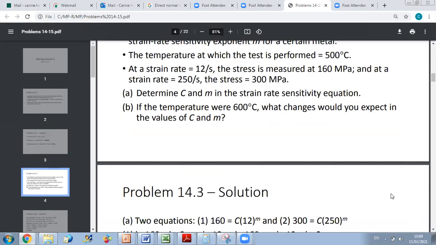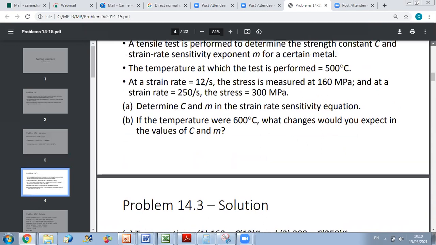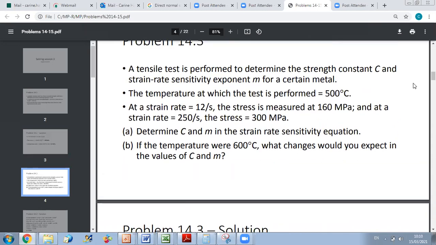Another problem. A tensile test is performed to determine the strength constant C and the strain rate sensitivity exponent m for a certain metal. The temperature at which the test is performed is 500 degrees. At a strain rate of 12 per second, the stress is measured to be 160 megapascal. And at a strain rate of 250 per second, the stress is equal to 300 megapascal. Determine the value of C and m in the strain rate sensitivity equation.